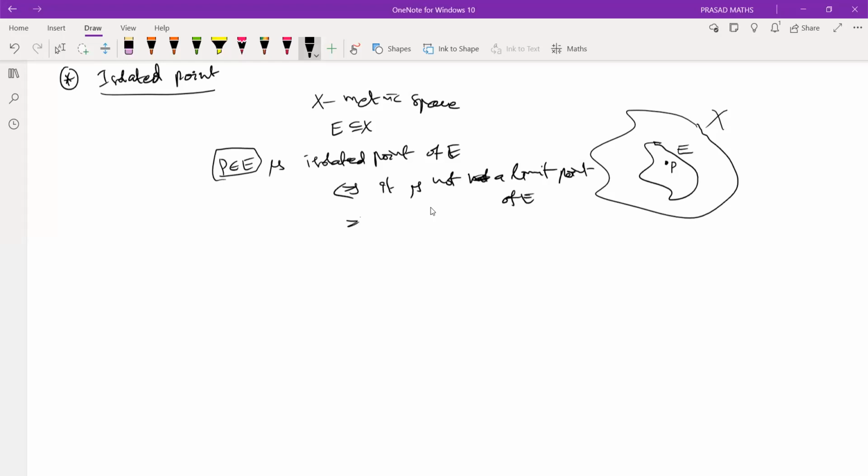Not a limit point means what? You can find at least one neighborhood of P such that that neighborhood does not intersect E other than P itself. So the intersection other than P is empty. If you include P, that is the singleton P. We can find at least one neighborhood that intersects E at most in the point itself. That means it is not a limit point; that is the definition, right?